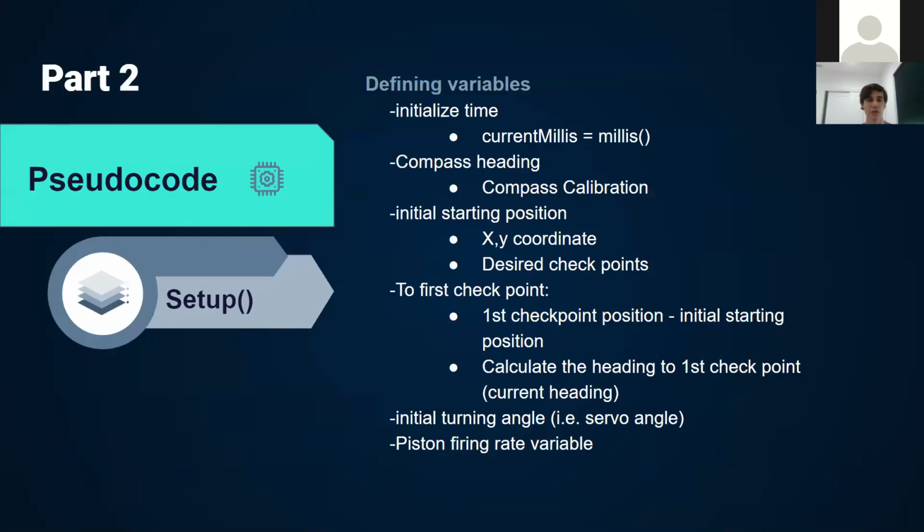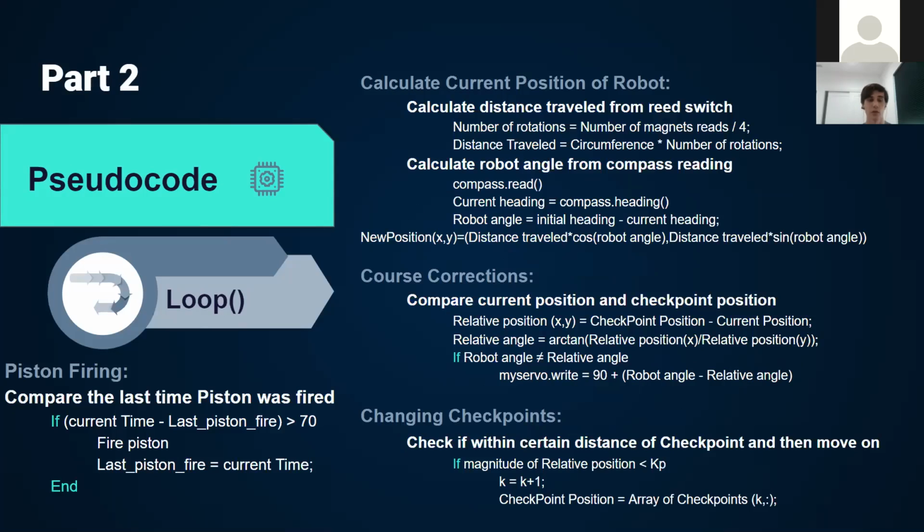For the pseudocode, initially in our setup, we are going to initialize all our variables, such as time, position, where the checkpoints are, initial turning angles, and everything like that. And then if we go on to the next slide, our loop setup, or void loop, one thing we have to worry about is firing the piston.